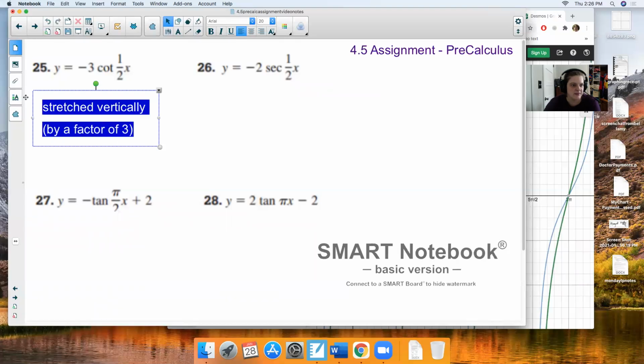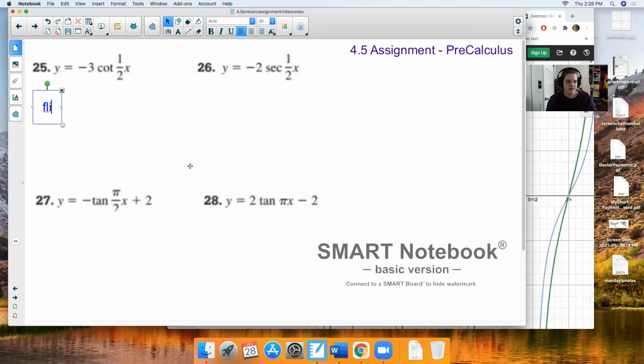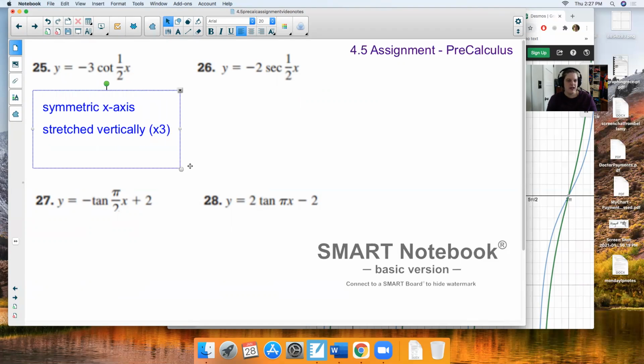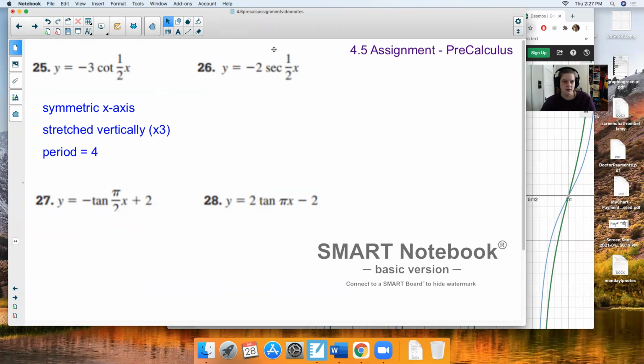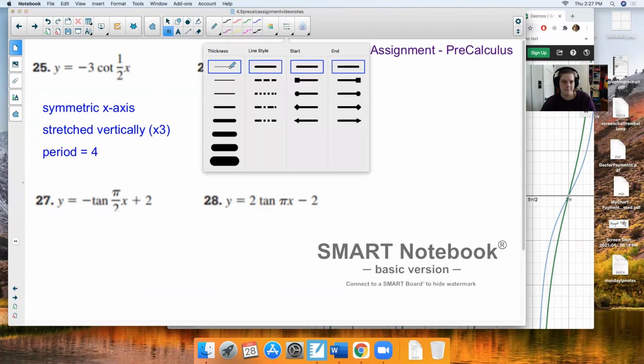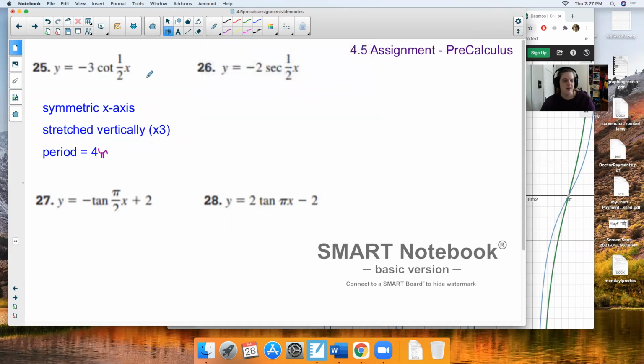Let's see, we got a lot of stuff going on. The negative means that it's going to be symmetric on the x-axis. The 3 means that it's going to be stretched vertically, and so we can just abbreviate by 3. And then the half means that the period is now, instead of 2 pi, it's become 2 pi over a half, so 4 pi. There it is.